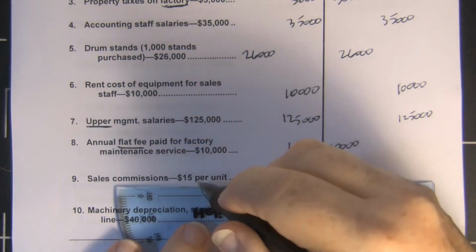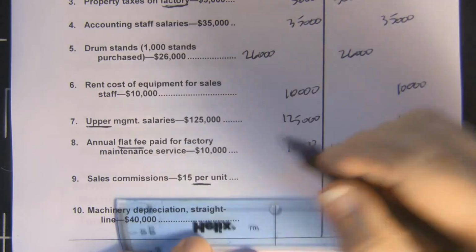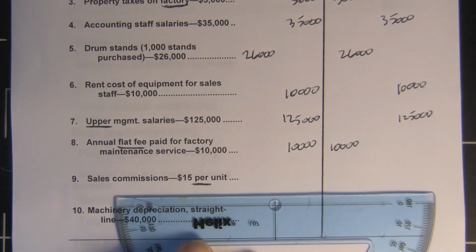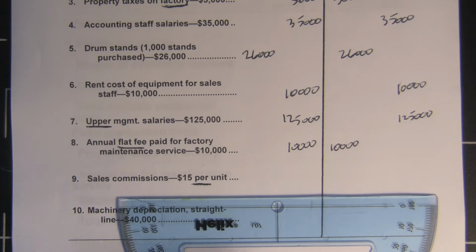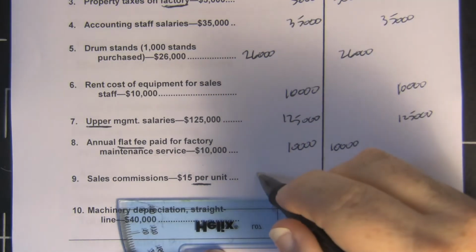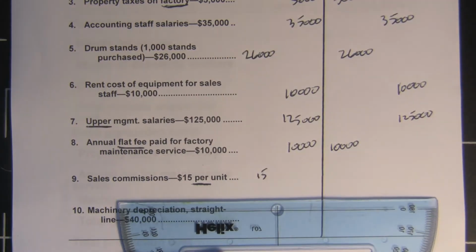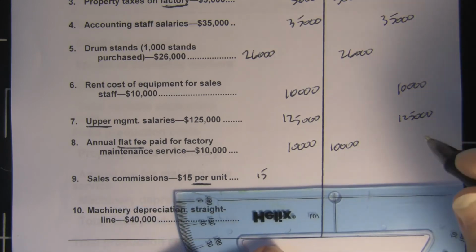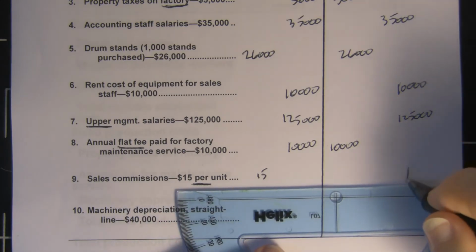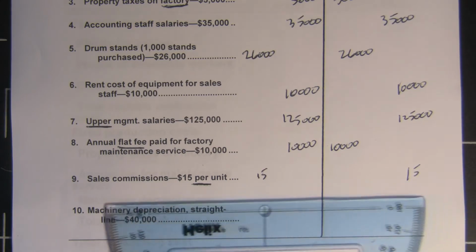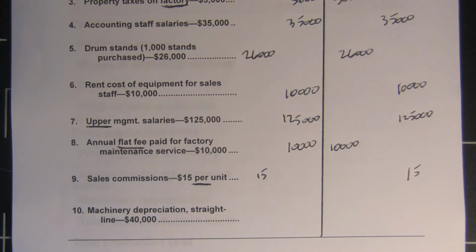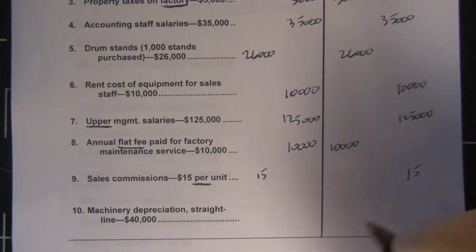Sales commission, and the word you're looking for there is per unit. That screams variable cost. It's $15 times each unit. And the selling costs are always period costs. Selling costs are never product costs. And our last cost is machinery depreciation.